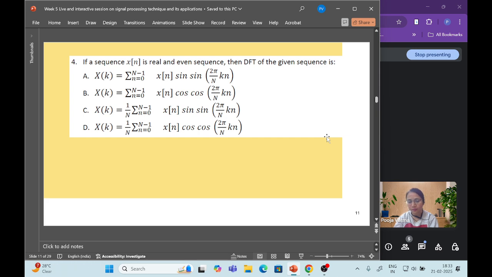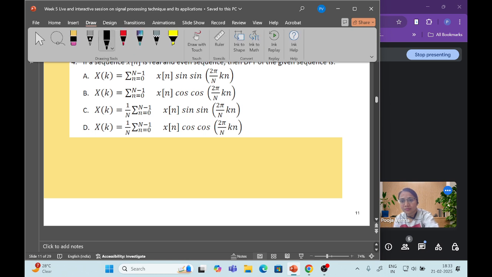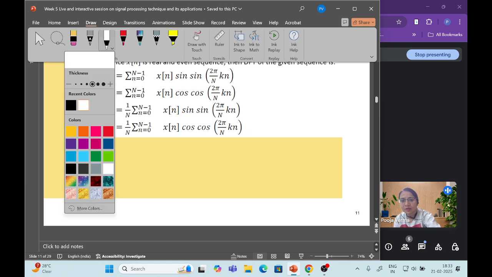Sine, cosine is printed two times. Yeah, here actually sine and cos are printed only one time. Here by mistake it has been printed two times. So it will be one only in all the equations.